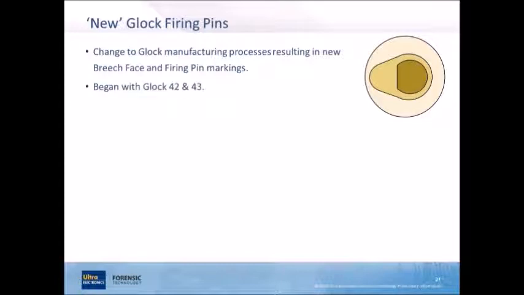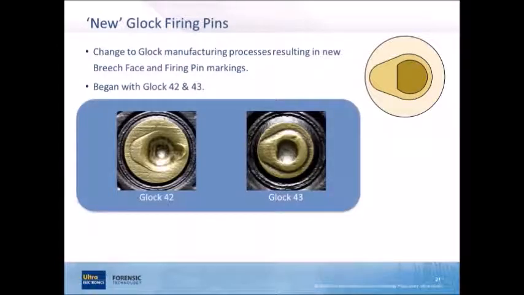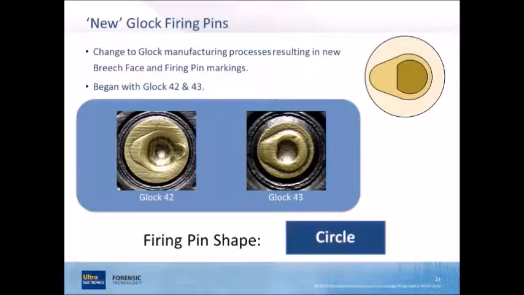The Glock 42 and 43 in 380 auto and 9mm parabellum calibers were the first pistols to have these new characteristics, but there is no reason to believe that more Glock models won't be produced in this new style going forward. The important thing from our point of view as IBIS users is that we enter them correctly. And this means that cartridge cases with these characteristics should be entered with a firing pin shape of circle, even when we know that they were fired from a Glock pistol.